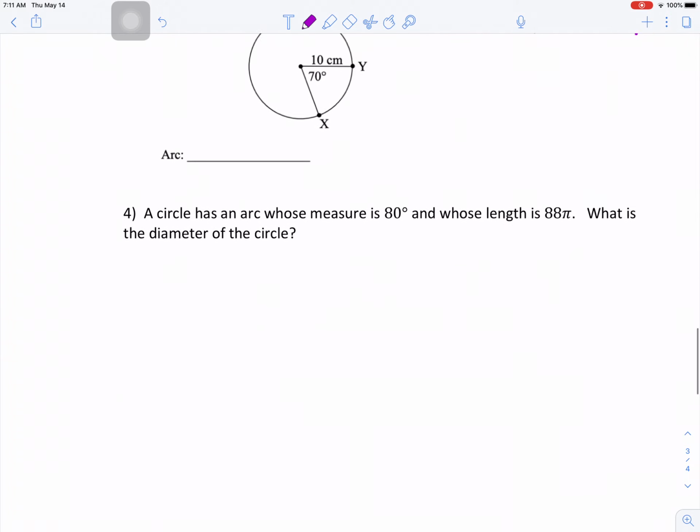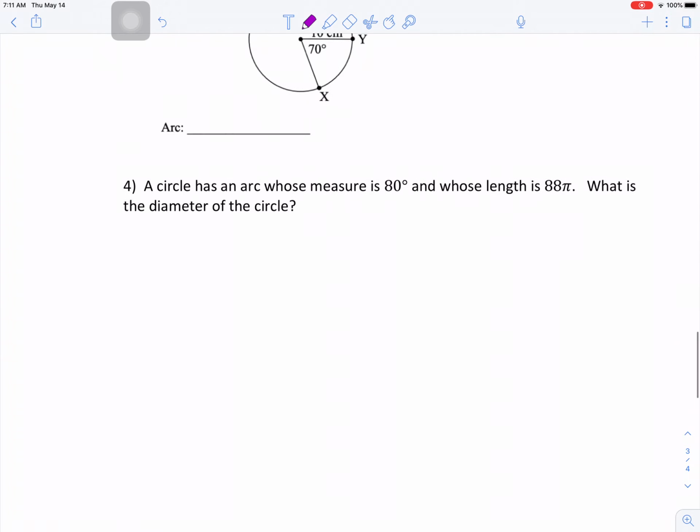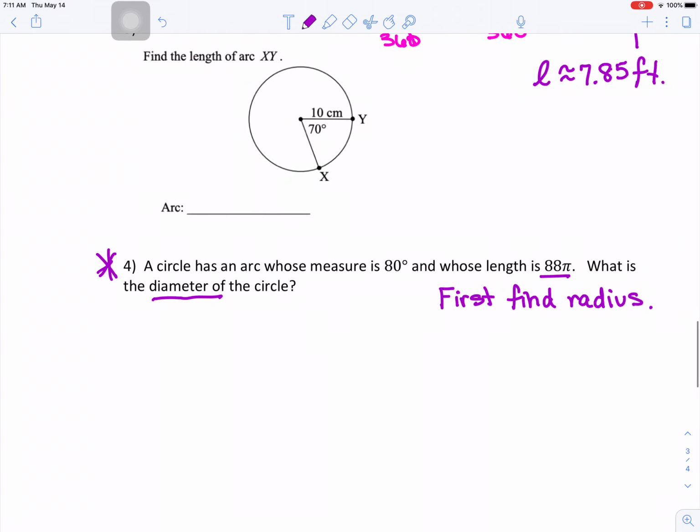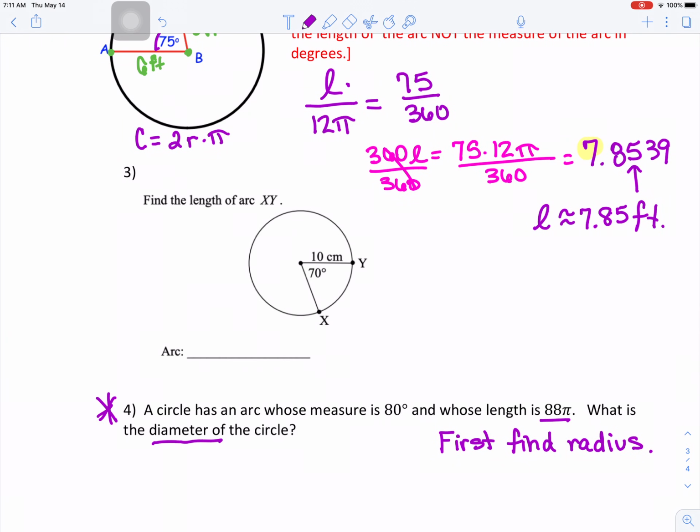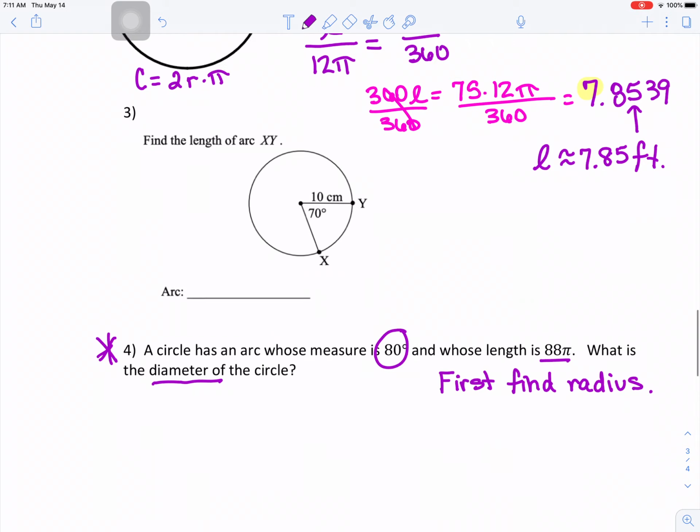And there's a couple more problems for you to do. This one's kind of working a little backwards. It's telling you what the length is, and it wants you to figure out what the diameter of the circle is. So first find the radius. Because we're working in a proportion, it doesn't matter which piece we're looking for. So you're going to put the 88 pi up here in the top. You're going to put 2 pi r down here on the bottom because you don't know what the radius is, so you can't calculate it. Then you're going to put the 80 over 360.